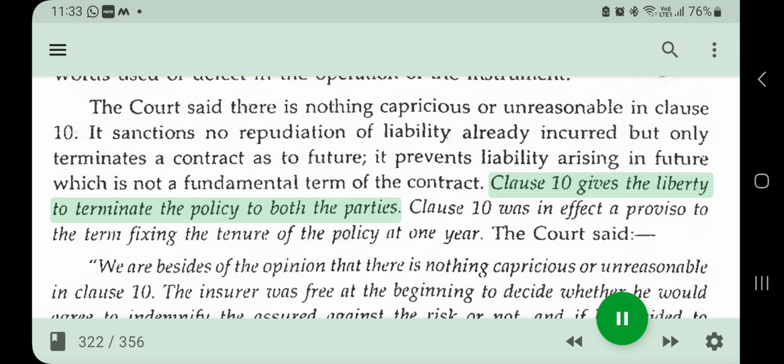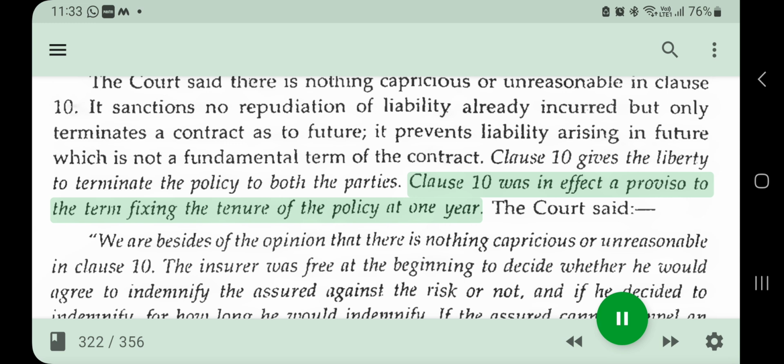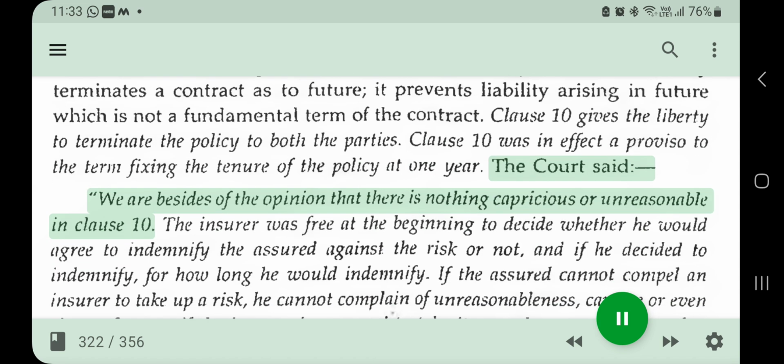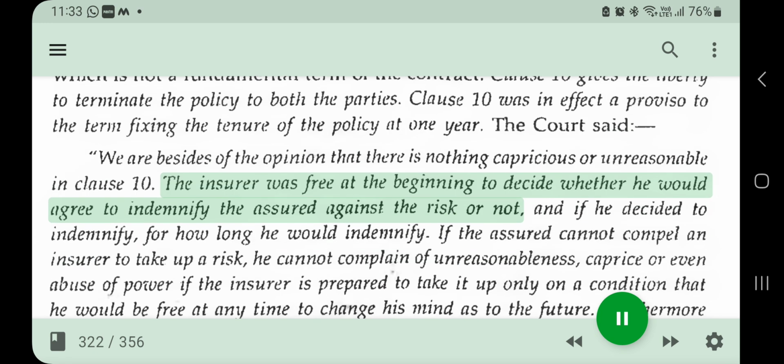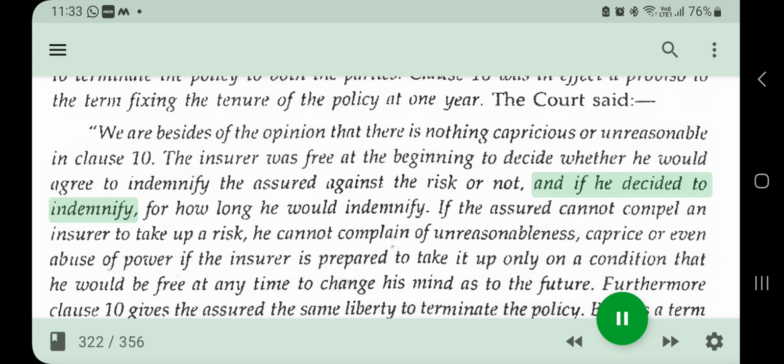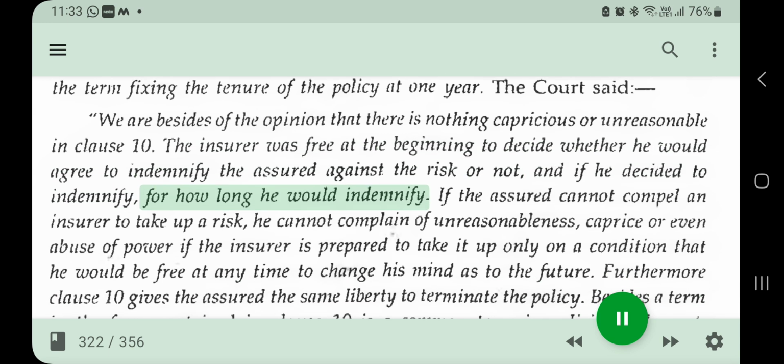Clause 10 gives the liberty to terminate the policy to both the parties. Clause 10 was in effect a proviso to the term fixing the tenure of the policy at 1 year. The court said, "We are, besides, of the opinion that there is nothing capricious or unreasonable in Clause 10. The insurer was free at the beginning to decide whether he would agree to indemnify the assured against the risk or not, and if he decided to indemnify, for how long he would indemnify.